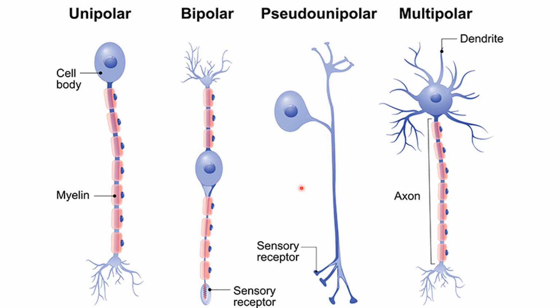structure of a neuron. By the way, etong unipolar is the most basic structure ng neuron. That's why it's not under the different types na ng neuron. So, ito yung tatlong different types or classification ng neurons in terms of their structure.